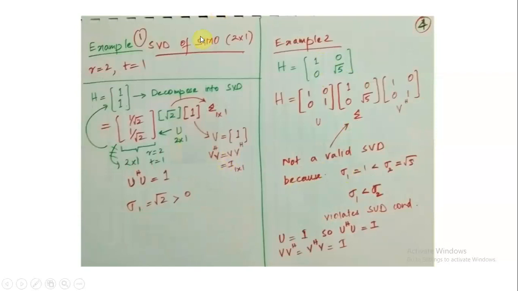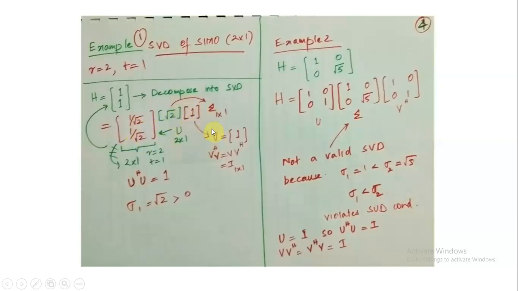So let's see an example of SVD of a simple SIMO case in which we have 1 transmit antenna and 2 receive antennas. So R is greater than T, and let's assume that H matrix is equal to a simple column matrix with elements 1 and 1, and try to decompose this into SVD. If we decompose this into SVD, we normalize it and divide it by square root of 2. Then the middle matrix would be square root of 2, and on the right side we can just multiply it with a matrix with only one element, which is a scalar.